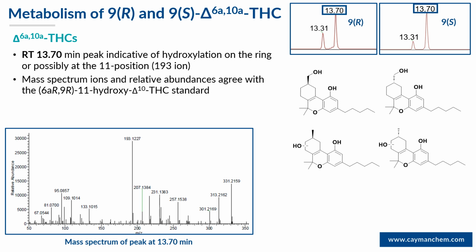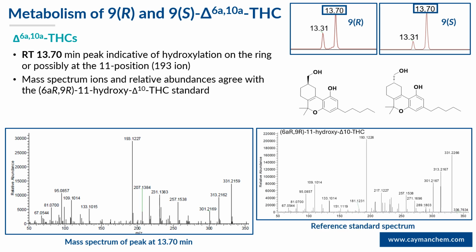When we look at the major metabolite peak at 13.7 minutes, we have indications of ring hydroxylation. Once again, we have a base peak 193 ion, which is more consistent with what we saw for the 9R 11 hydroxy Δ10. So the mass spectrum and the ion abundances are very consistent with that and could be indicative that we are forming that 11-hydroxy metabolite, which is what we expect based on what we know about Δ9-THC and its metabolism. And you can see that the 11-hydroxy Δ10 mass spectrum is here with a base peak 193 and this staircase of the 301, the 313, and the 331 ions.